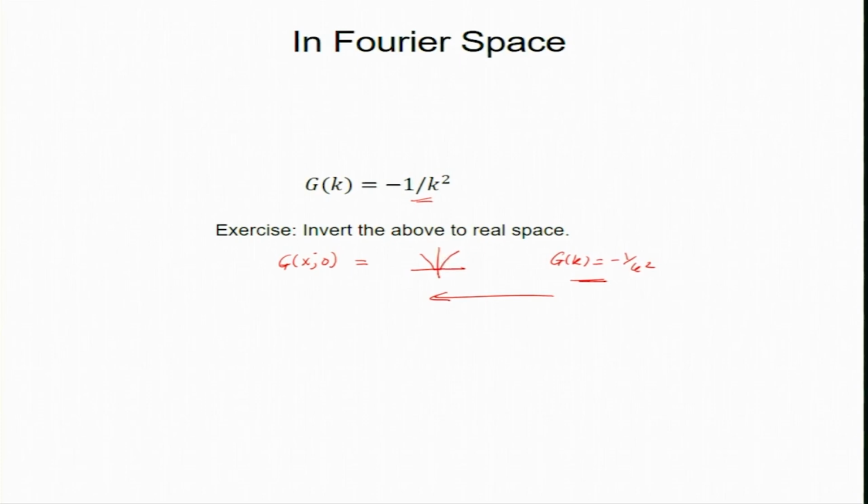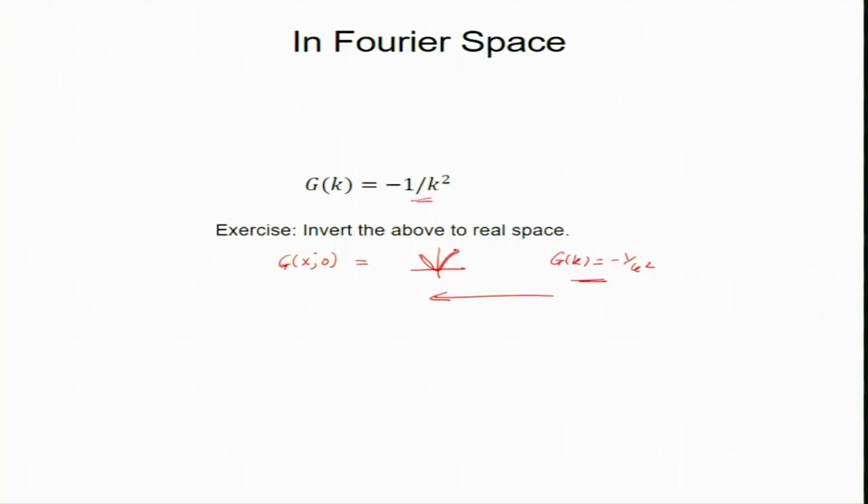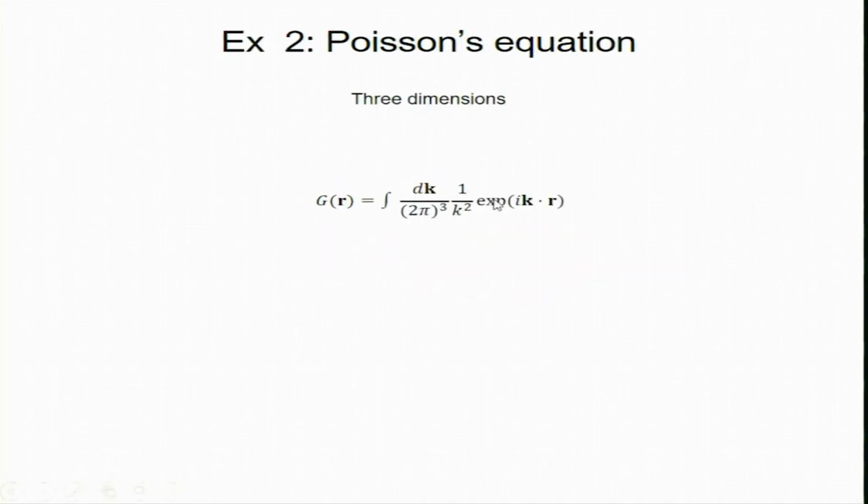So I did g of x in 1D. Now given that, you can compute g of k, and you should verify that it is minus 1 over k squared, and vice versa. For minus 1 over k squared in 1D, you get this function. Okay. So this I will give as homework, and you do it yourself.